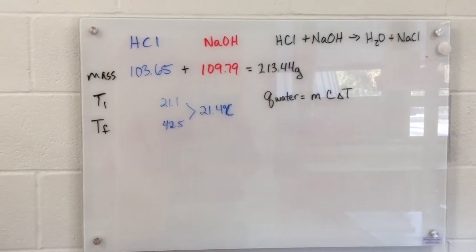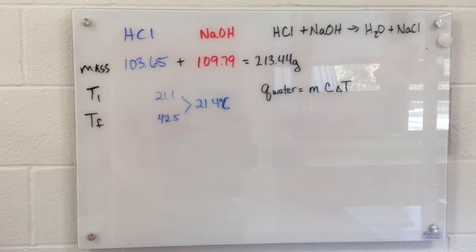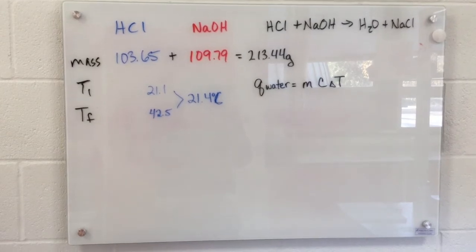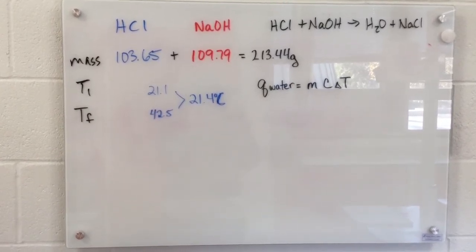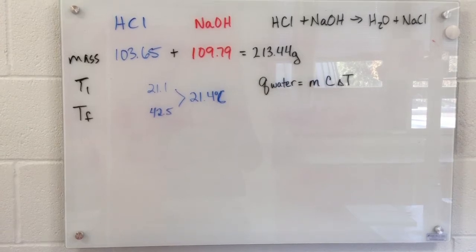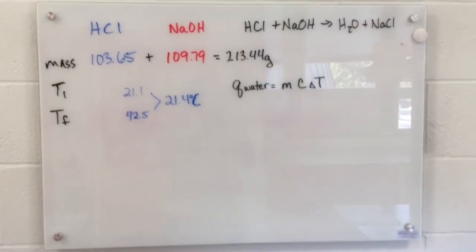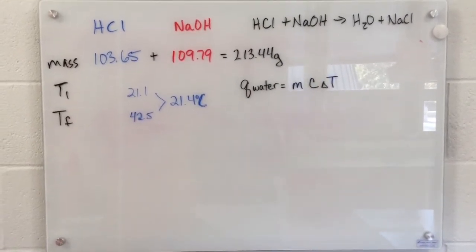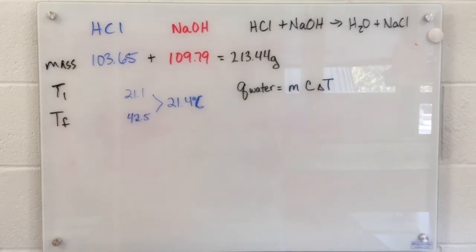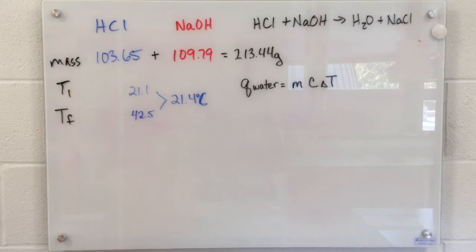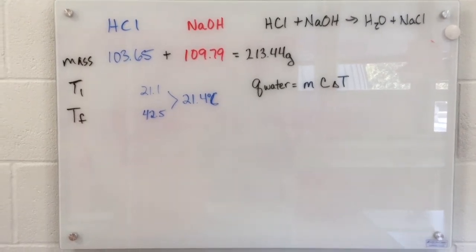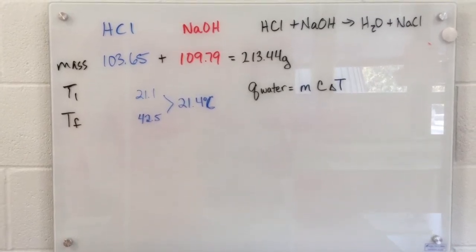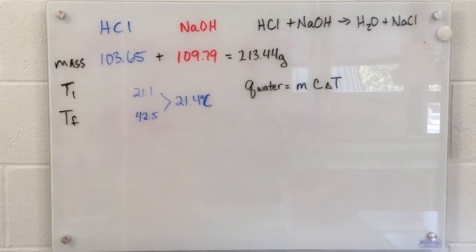Let's suppose we mix together 103.65 grams of hydrochloric acid and 109.79 grams of sodium hydroxide. When we do this, the temperature changes from 21.1 to 42.5 for a temperature difference of 21.4. Now this is a little confusing because our reactants contain both the chemicals that are the system, the HCl and the NaOH, and the water. So a simple way to think about this is that the mass of the liquids that we added is approximately the mass of the water. So we can use the 213.44 as the mass of the water.